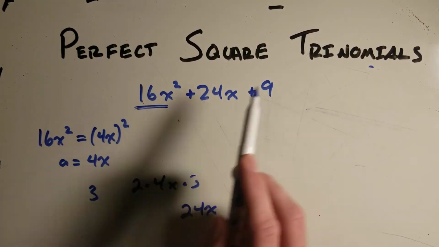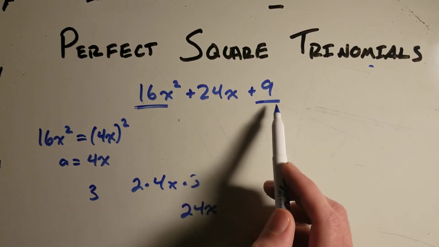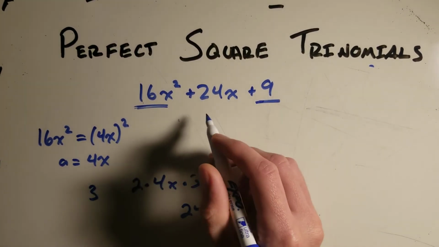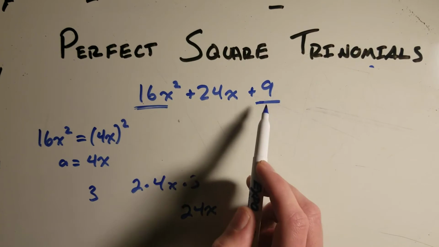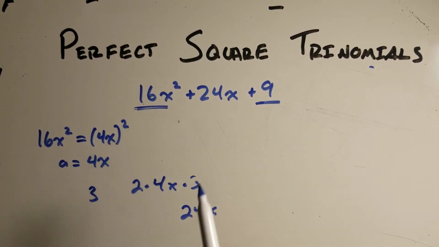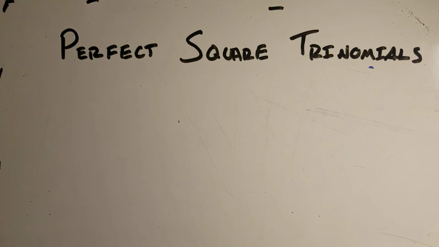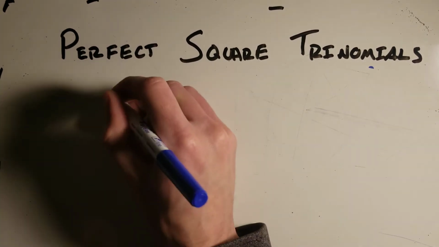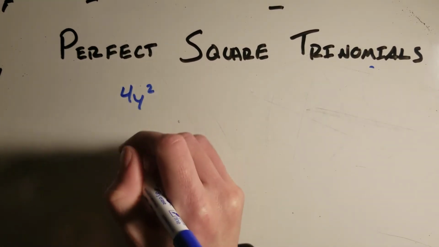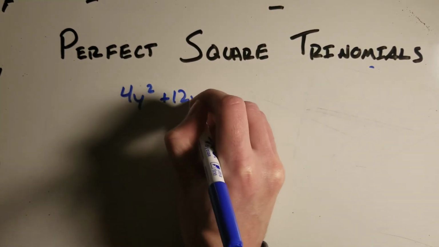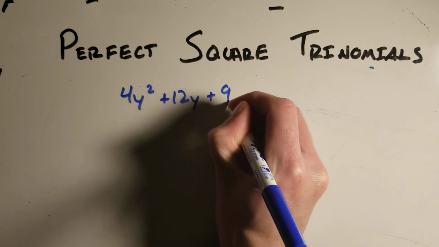So you're checking these two terms to see if they're perfect squares, and then checking to see if the middle is 2 times the product of those square roots of those two terms. We'll go through a couple of examples, and then we'll mix it in with what we've done in the past. So our next example, we have 4y squared plus 12y plus 9.